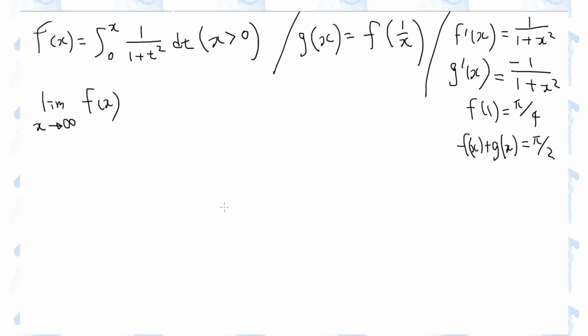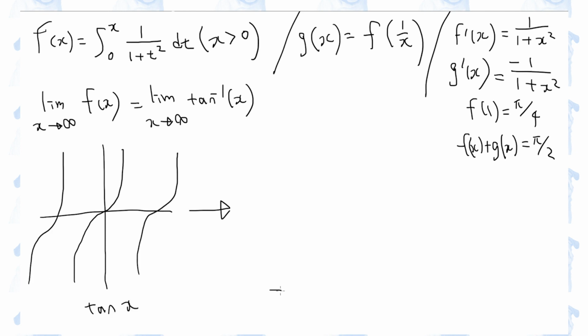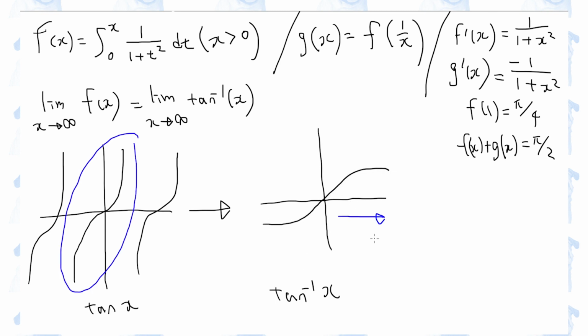We need to find out what happens to the function when x approaches infinity. To visualize this question, let's draw a quick sketch of the function. What does the graph of inverse tangent look like? Recall that the graph of tangent looks like this. Therefore, the graph of inverse tangent looks like this. Therefore, as the value of x increases, the function approaches this horizontal line.